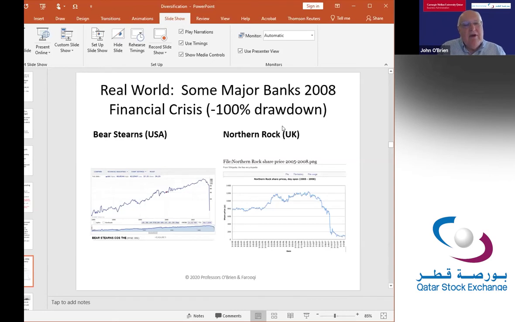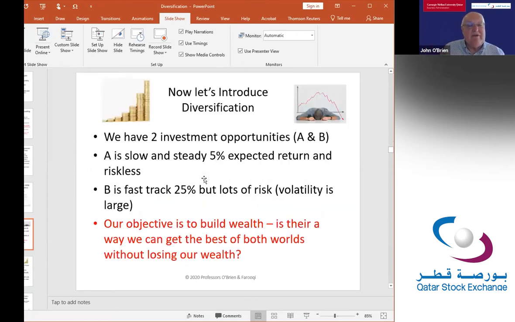And this happened to Bear Stearns in the USA. It happened to Northern Rock, the bank in the UK. And it happened to other banks as well that had to be all bailed out because they took on too much risk, trying to chase higher and higher expected returns. The market even rewarded them, kept rewarding them for years as they were running it up. But then suddenly you hit that cliff. So the risk management side of investing, I cannot stress more solidly the importance of that side of investing.